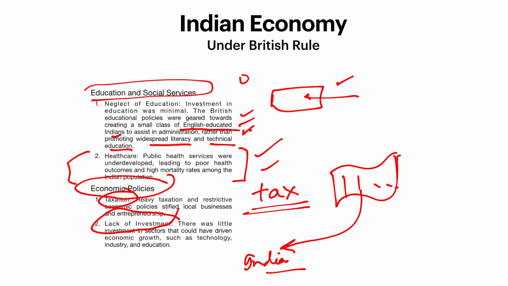Just to give you an idea, for example, if they were making a profit of 100 rupees, they did not spend even 1 rupee in India. So the investment in India was even less than 1. That was the ratio, that kind of exploitation we went through.